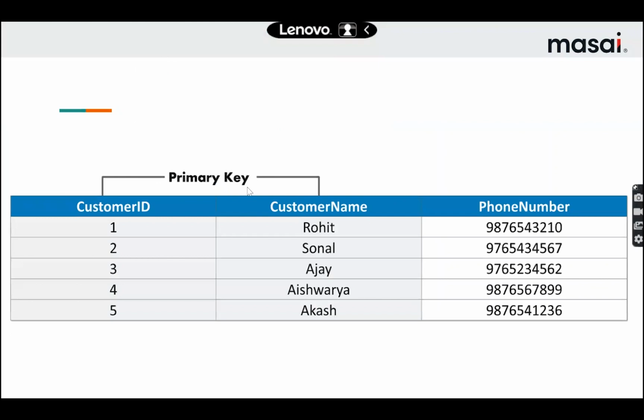If you are storing customer information with the name and the phone number, and there is a Rohit with a phone number, and a Sonal with a phone number, and suppose there is another guy with the same name Rohit, how will you identify him? That's why I'm using this customer ID, so that I can uniquely identify the Rohit.